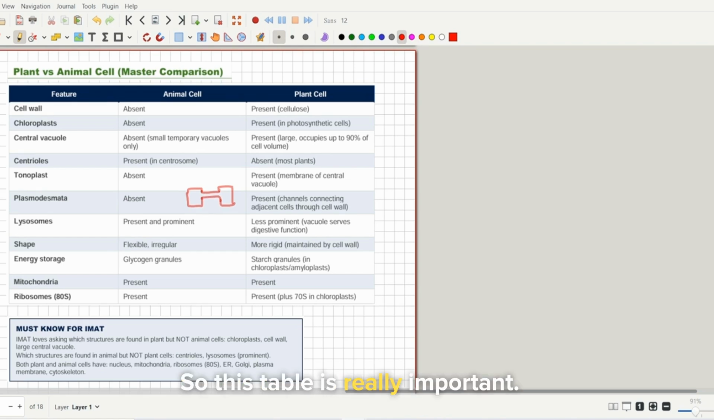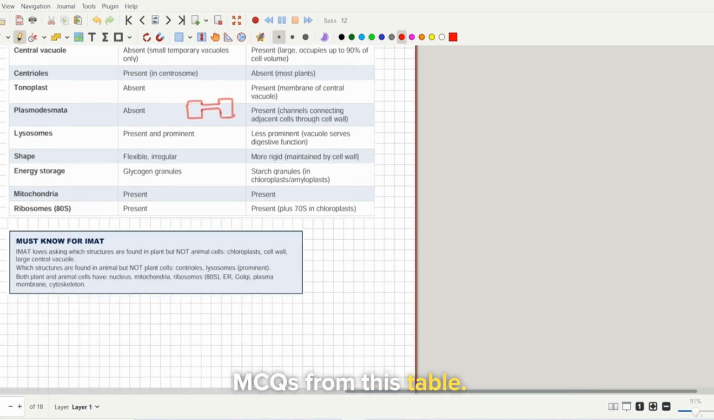So this table is really important. It might seem really easy to you. Most students already memorized this topic, but I might ask questions from this table. Like, this table is like a gold mine. So many MCQs come from this topic every year, so be really careful while you are solving the MCQs from this table.